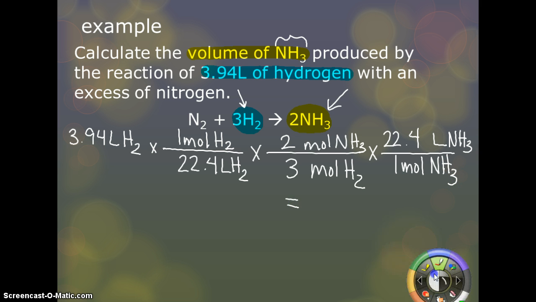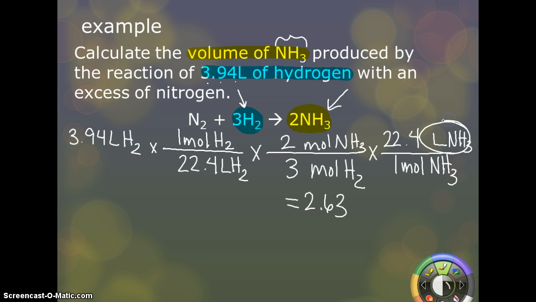So now you can do your math. The two 22.4s are going to cancel out, but if you need to type them in, please feel free. So 3.94 divided by 22.4 times 2 divided by 3 times 22.4 again. And how many sig figs can you have? 1, 2, 3. So your answer is going to be reported as 2.63, and the unit that we're left with is liters of ammonia.